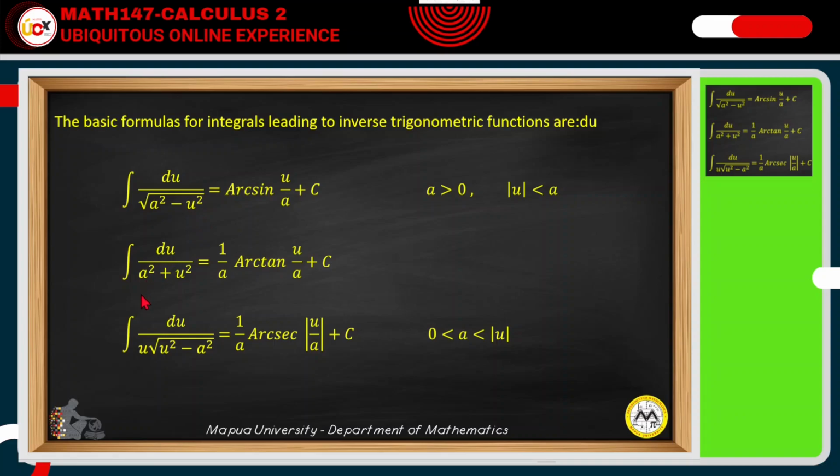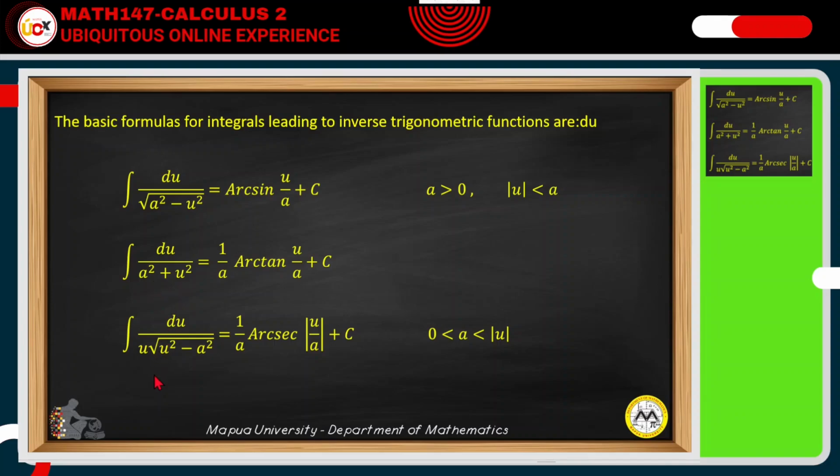The second formula is the integral of du over a squared plus u squared. And this is equal to 1 over a times arctangent of u over a plus the constant c. Again, take note of the denominator. This does not contain any radical sign and the operation is addition and the form is a squared plus u squared.